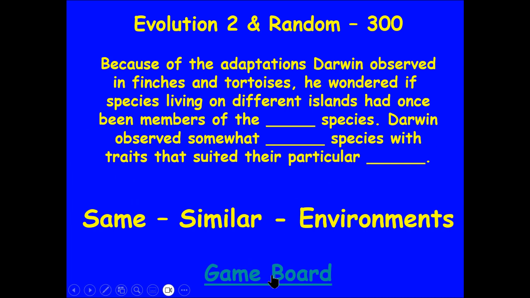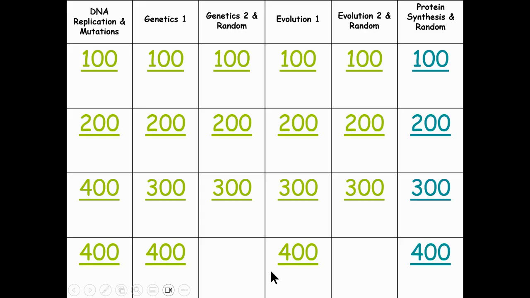All right, here we go. So he wondered if they had been members of the same species. Now, I'm not saying that tortoises and finches were members of the same species, but those different animal groups each. He wondered if finches had come from a previous species or tortoises had come from a previous tortoise species. All right, Darwin observes somewhat similar species with traits that suited their particular environments.